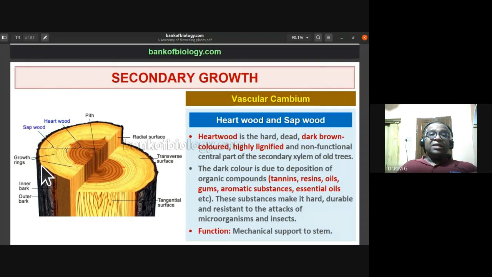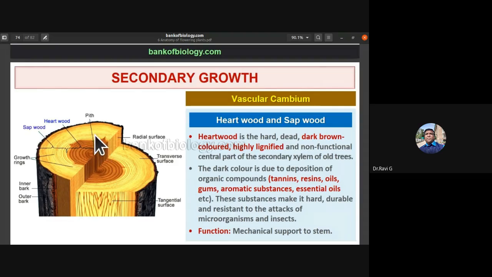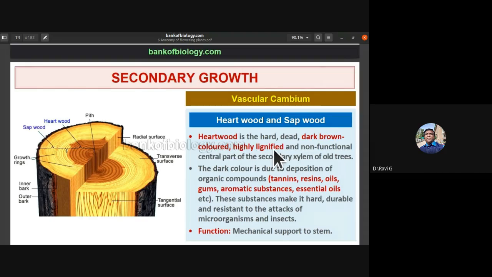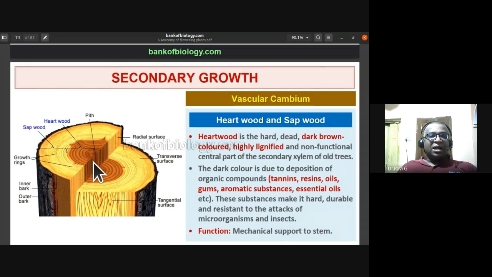See, if you look into this slide, the darker colored wood at the center of the log, we call that heartwood. They are darker in color, highly lignified, dark brown in color. And towards the periphery, surrounding the heartwood, is the sapwood. So heartwood is the hard part, with dead tissues, hard, dark brown colored, highly lignified.